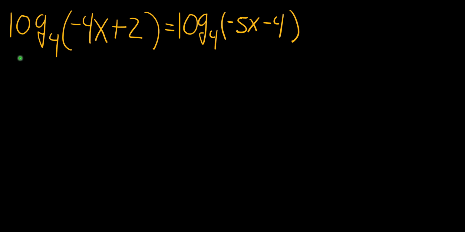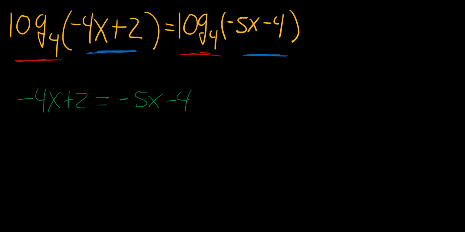In this example, we have log base 4 of negative 4x plus 2 equals log base 4 of negative 5x minus 4. Because they have the same base, log base 4 and log base 4, we can set our two terms, negative 4x plus 2 and negative 5x minus 4, equal to each other. So let's do it. We have negative 4x plus 2 equals negative 5x minus 4.